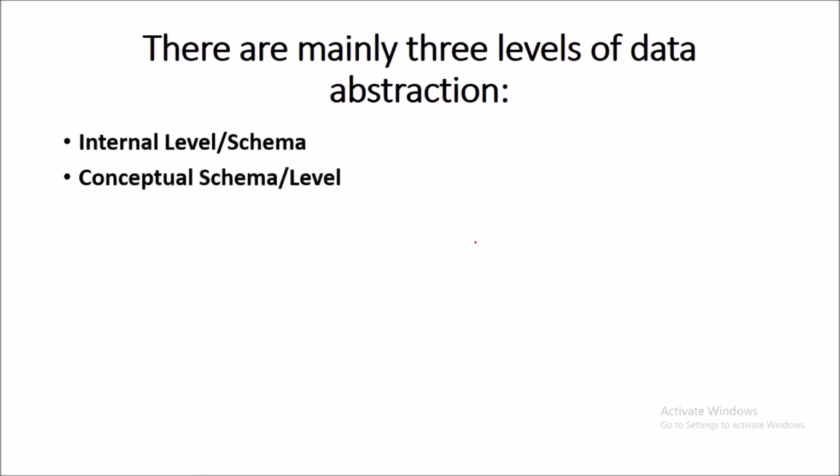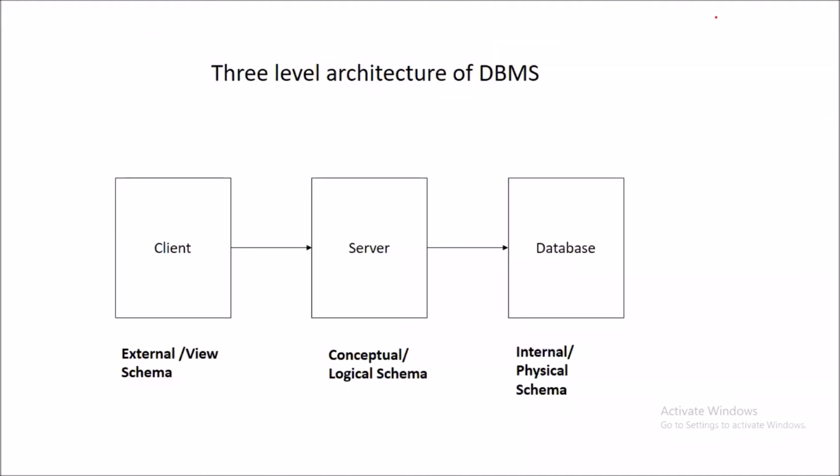So there are mainly three levels of DBMS schemas: internal level, conceptual level, and external level. Here you can see the three-level architecture of DBMS, or DBMS schemas. First I will define the internal or physical schema.